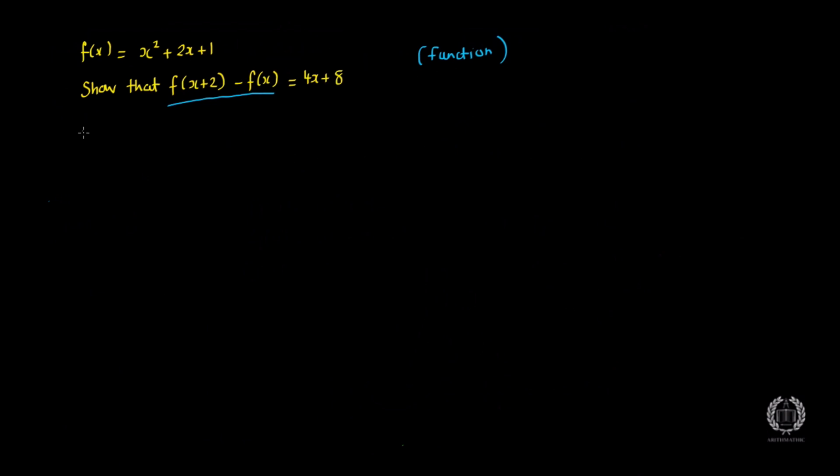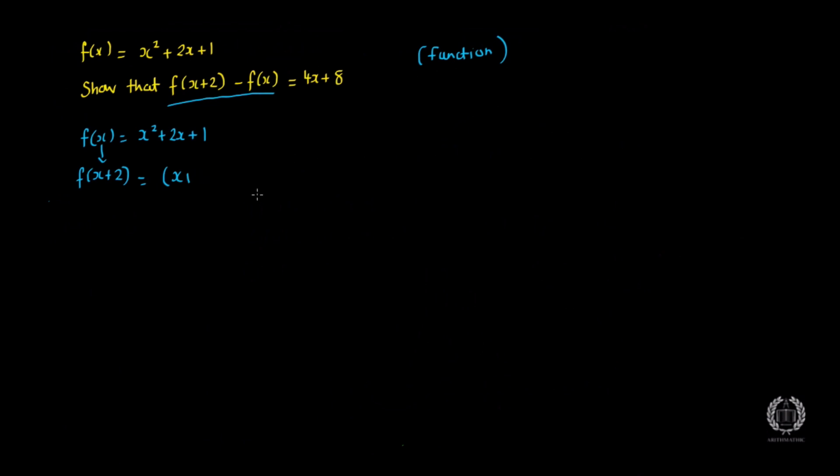Okay, so what I'm going to do first is write my f of x function. That is x squared plus 2x plus 1. And I'm going to find f of x plus 2 first. Now what does that mean basically? Instead of x, you have x plus 2. So that basically means wherever I see x here, I'm going to put x plus 2. So instead of x squared here, I'm going to now have x plus 2 whole thing squared.